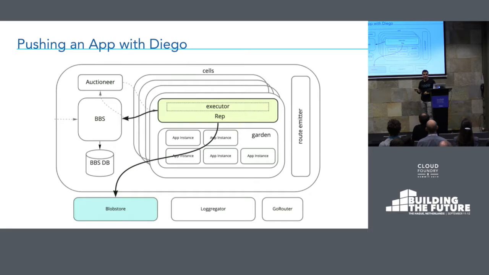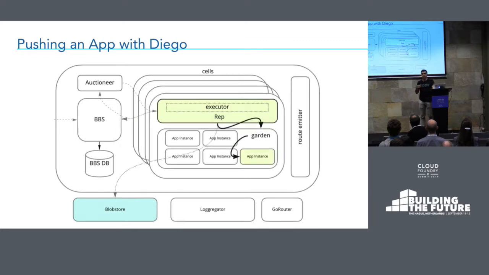Contacts that particular rep on that node and says, hey, okay, you've been chosen to do the deployment, go ahead and deploy an application instance. The rep then contacts the blob store and downloads the application artifacts. These application artifacts are the droplet for the application and potentially the build pack that the application requires to run. And once that information is fetched, it updates the BBS and says, hey, I've received successfully all the artifacts and I can try to run the application instance.